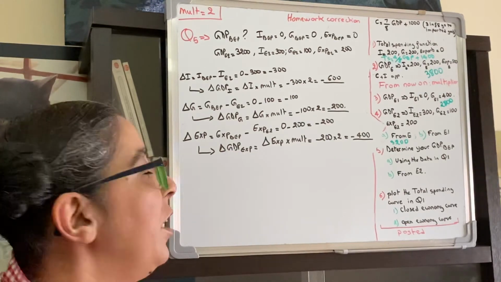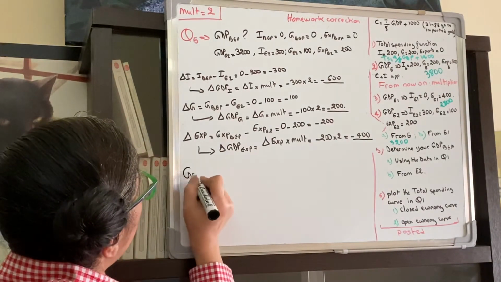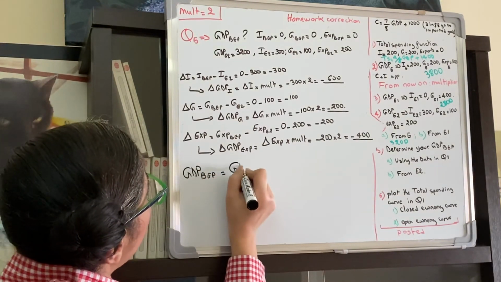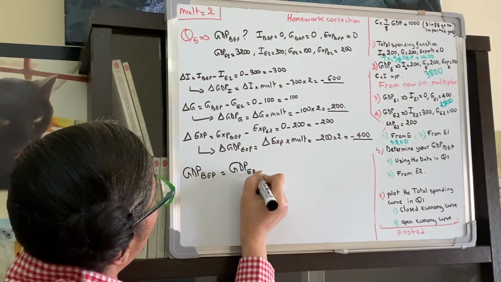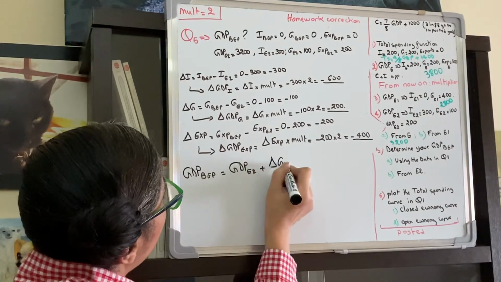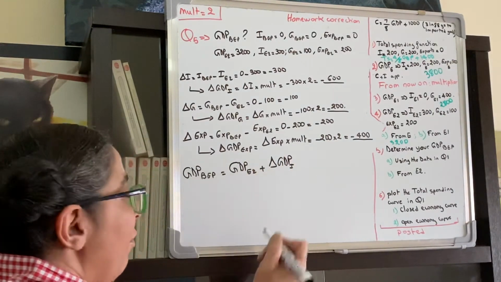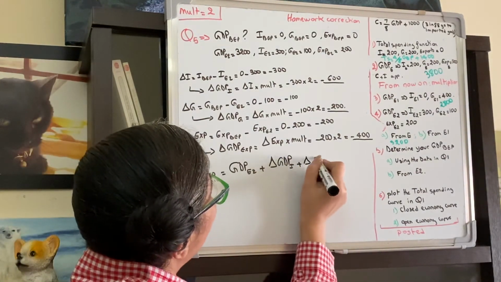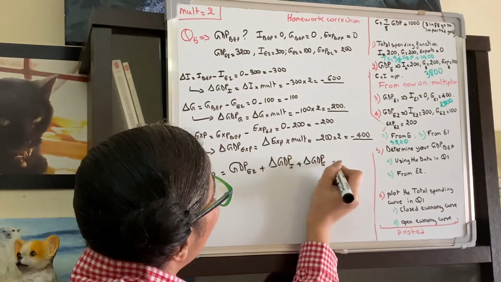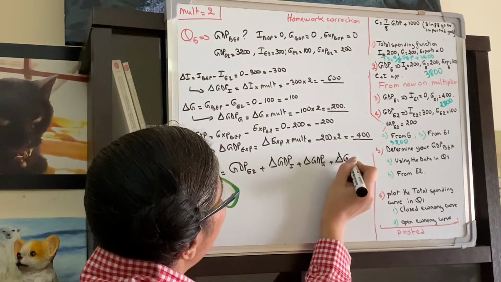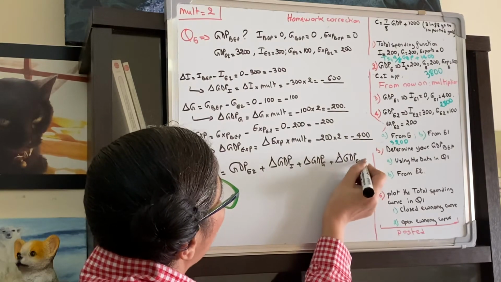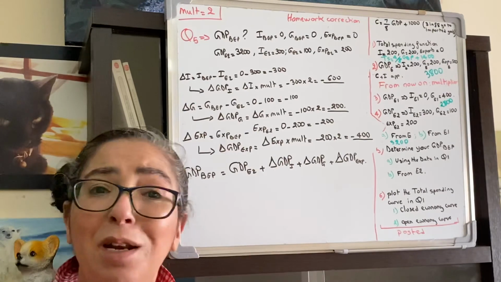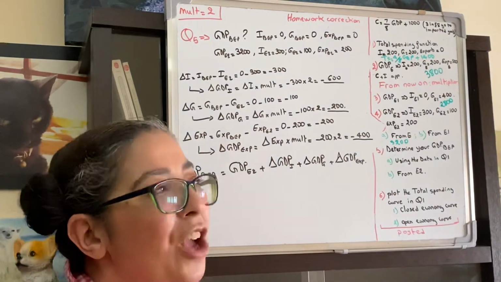Now I'm going to calculate my GDP at BEP. GDP at BEP is equal to GDP at E2 plus delta GDP due to I. Do we have to write this again? Yes, you have to write this again. Plus delta GDP due to G plus delta GDP due to exports. By writing it, actually, it helps you avoid mistakes, but not copying mistakes. It helps you avoid logical mistakes.